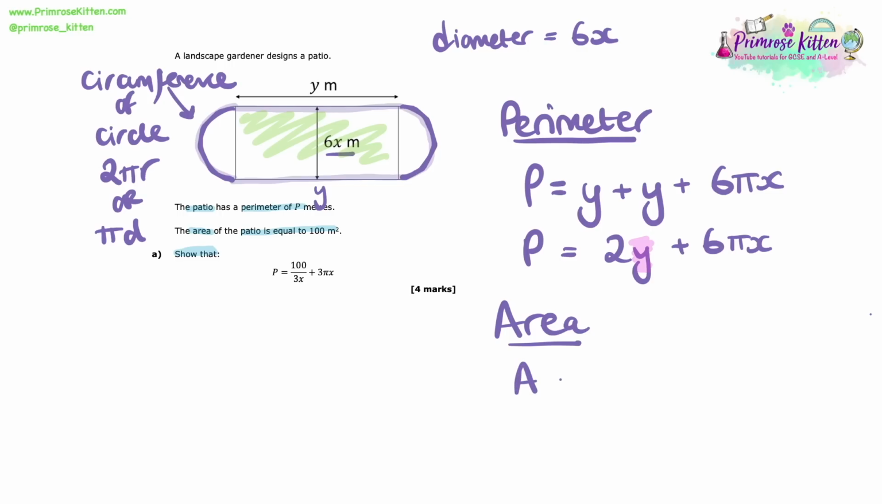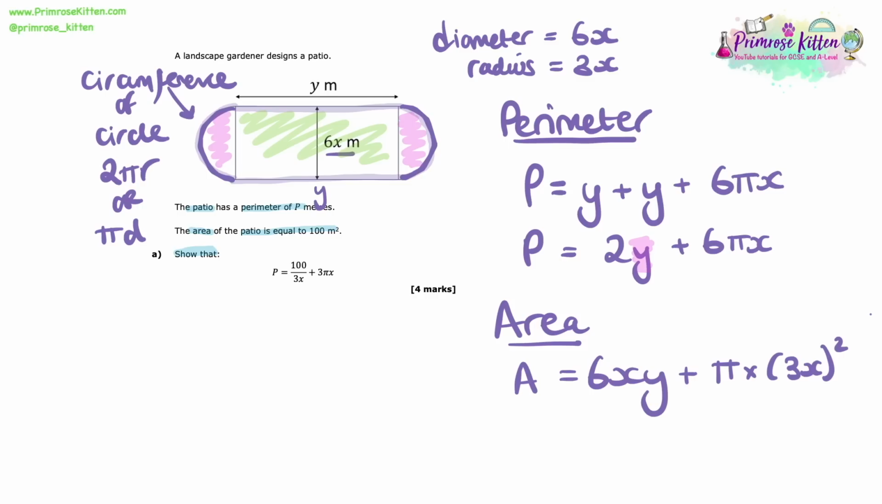I can see a rectangle region to this, which timesing the base by the height gives me 6xy. And then again, I've got two semicircles which together just make up a circle. So I just need to say what the area of the circle is. And I should be very familiar with the fact that a circle has the area of pi r squared. So the radius is half the diameter, so that's 3x. So the area of the circle part is just pi times 3x squared.